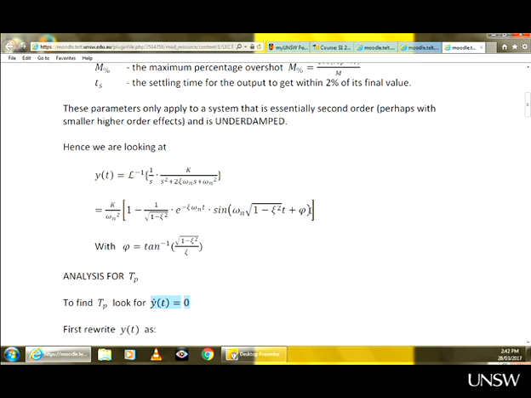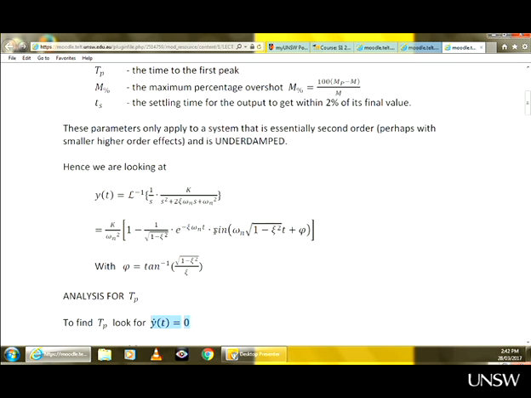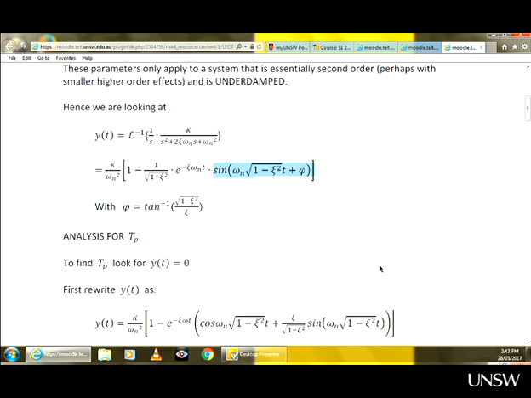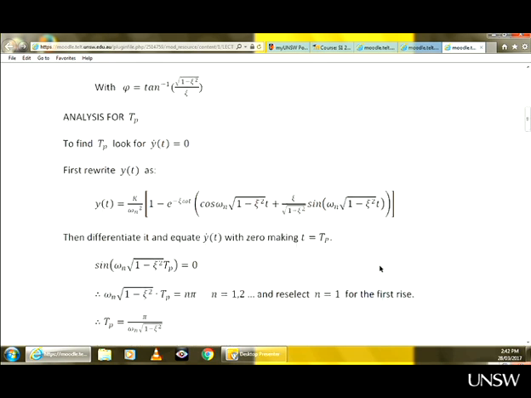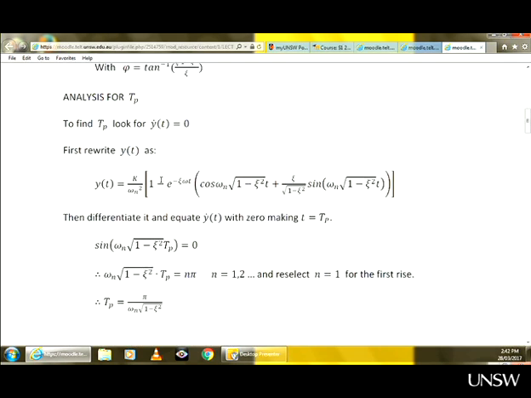To do that, maybe the best thing to do is expand this sine function. So treat it as sine A plus B. Sine A plus B equals sine A cosine B plus cosine A sine B. I think we had that in previous lecture. Anyway. Okay, so here it is, rewritten.